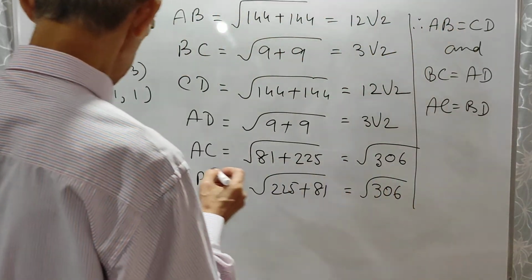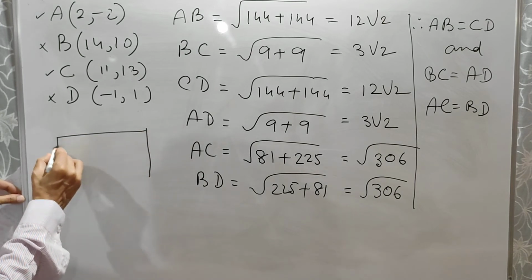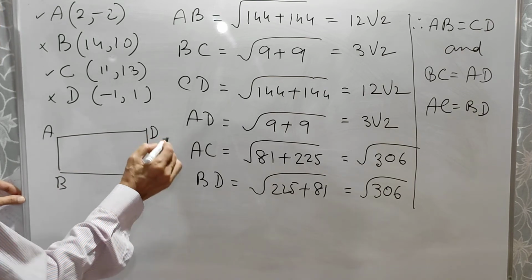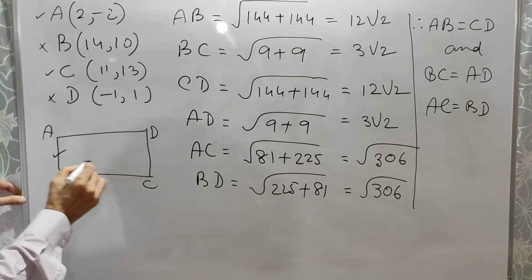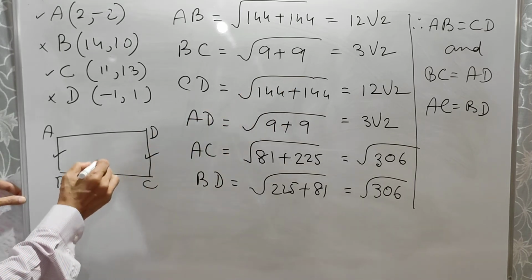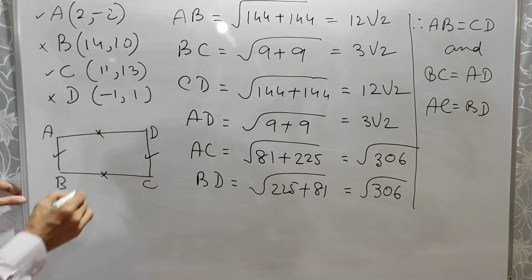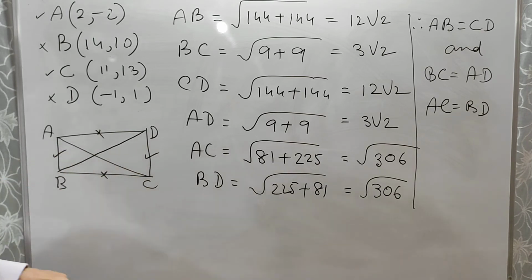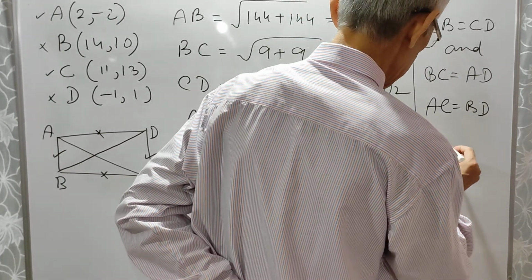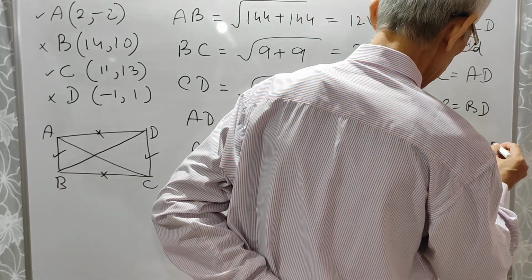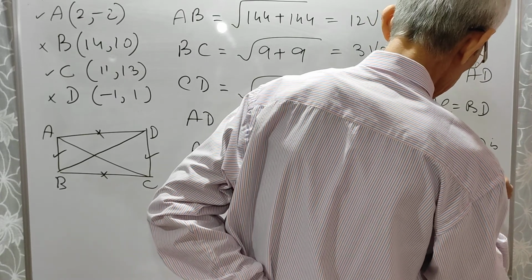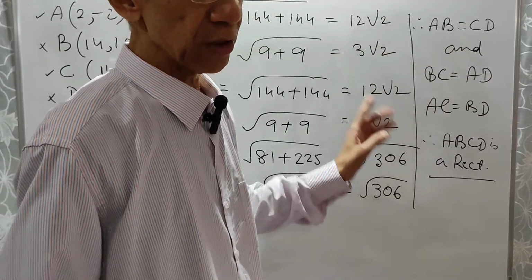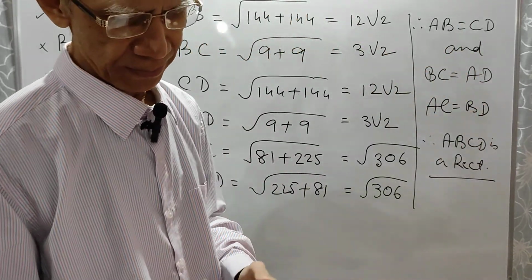So this is a quadrilateral ABCD. What we have found? AB equal to CD, so these 2 are equal. And then BC equal to AD. And what we have found? Diagonal AC equal to diagonal BD. So therefore, what is our conclusion? Therefore, ABCD is a rectangle. In order to prove rectangle, you have to prove opposite sides equal and the 2 diagonals equal.